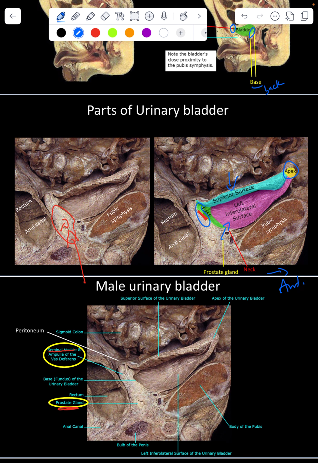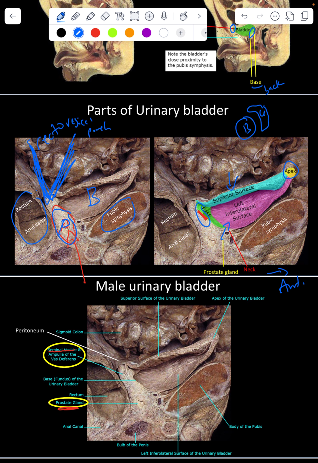So right here, this is a male because of the pubic symphysis, bladder, and this thing is the prostate behind the rectum. So there's no uterus here. This would be a male. Males only have a rectum and bladder, so they'll only have this pouch called a rectovesical pouch.